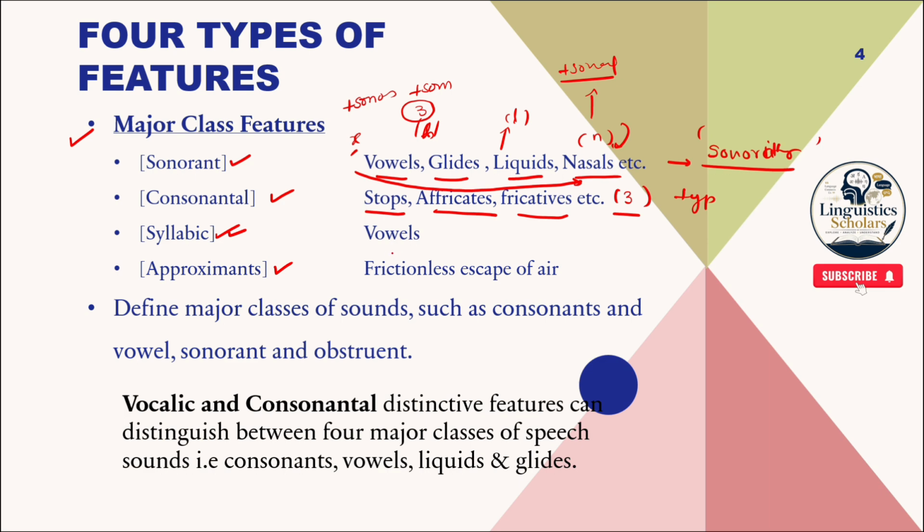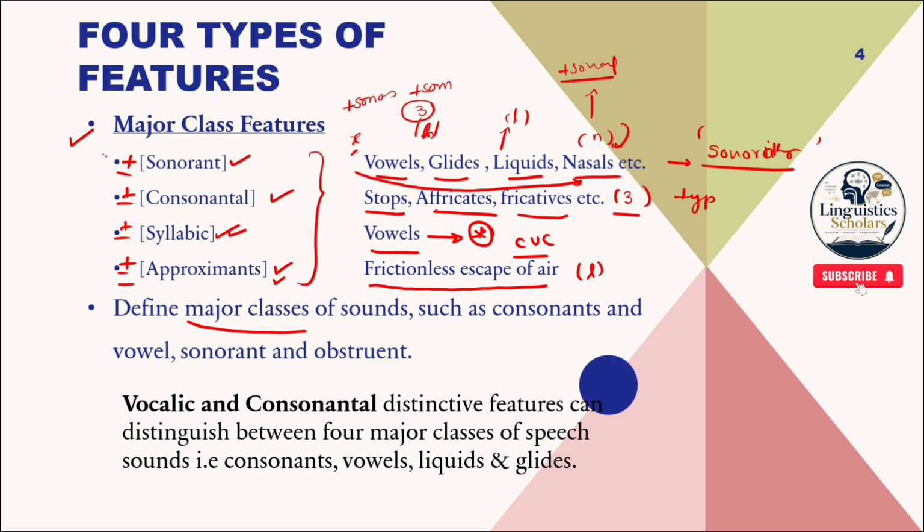And the syllabic feature applies only to the vowel, because it acts very important to call the group of segments a syllable. And then next we have approximants, which is simply a frictionless escape of air for the sounds such as l. Okay, so these are the four major classes of sounds where we use plus or minus when referring to the sounds that fall under this category.